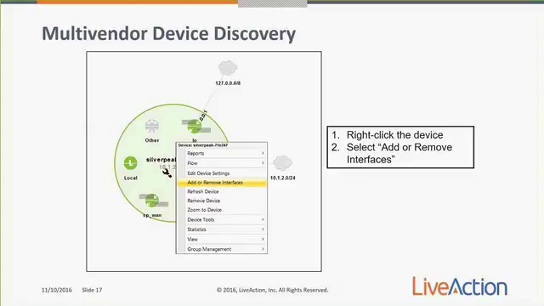What we can do is right-click on the device, select Add or Remove Interfaces. You can also go down the path of the Edit Device Settings as well. But in this case, we'll go with the Add and Remove Interfaces option.